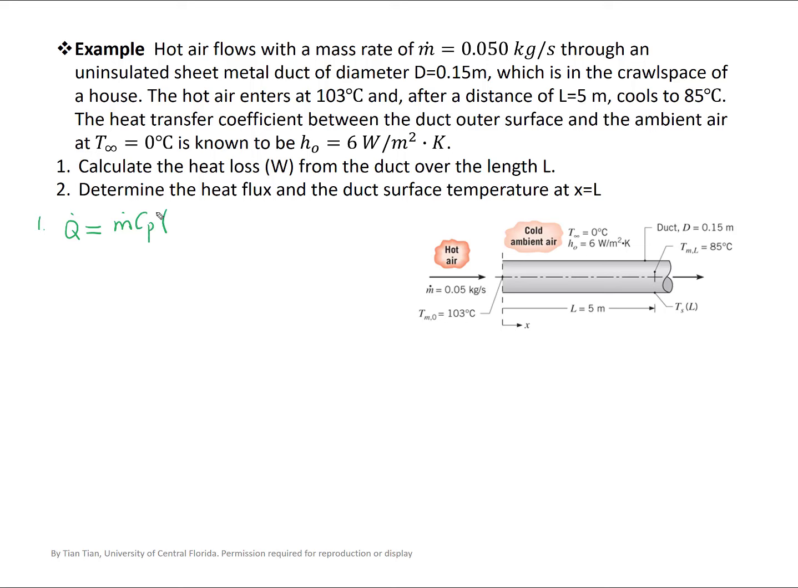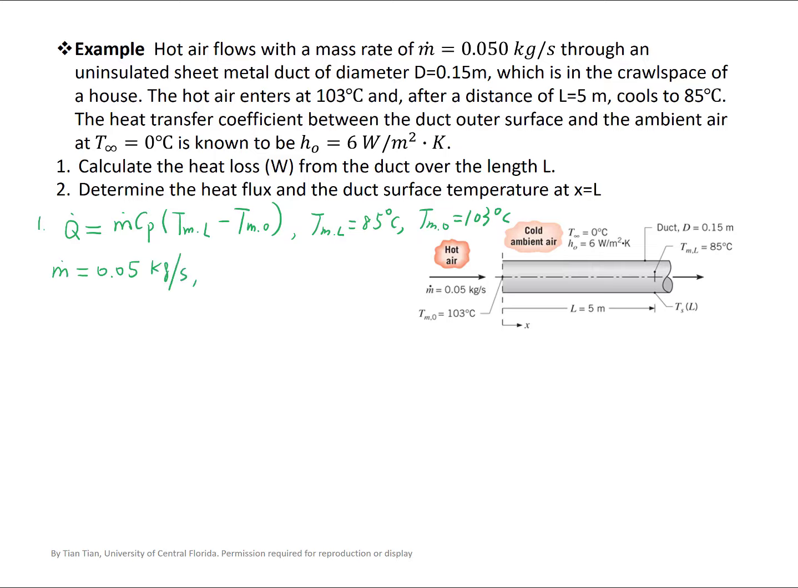Delta T is TmL minus TmO. This TmL represents the mean temperature at axis L, the exit. TmO represents the temperature at axis 0, the inlet. Since TmL is 85 degrees Celsius, TmO is 103 degrees Celsius, and the mass flow rate m is 0.05 kilograms per second.